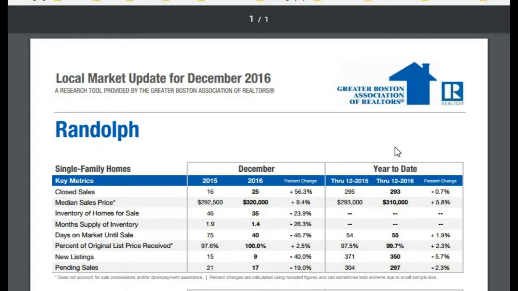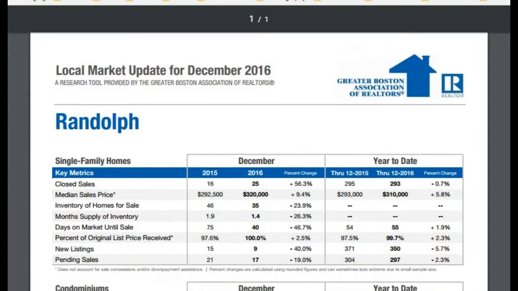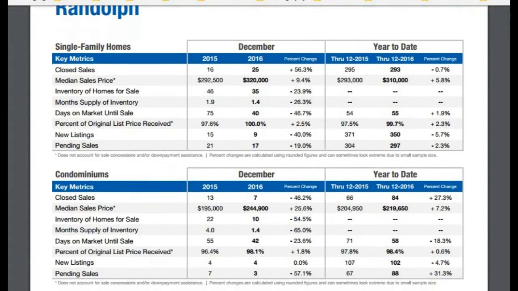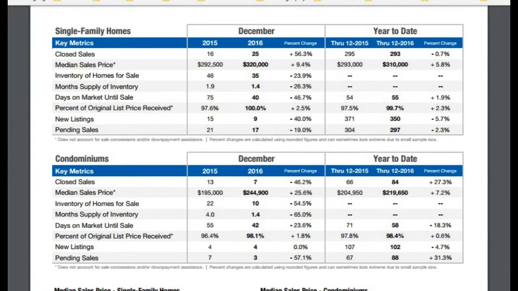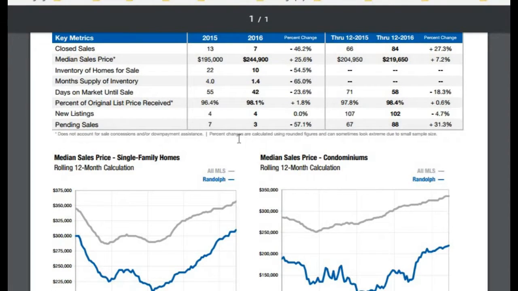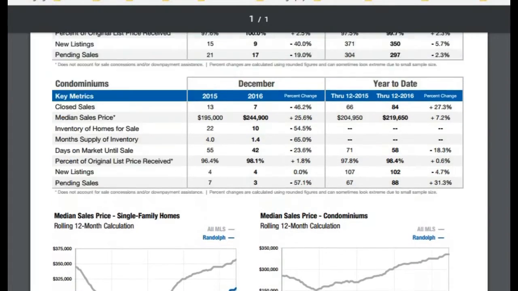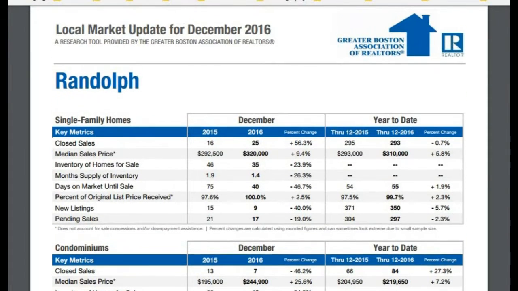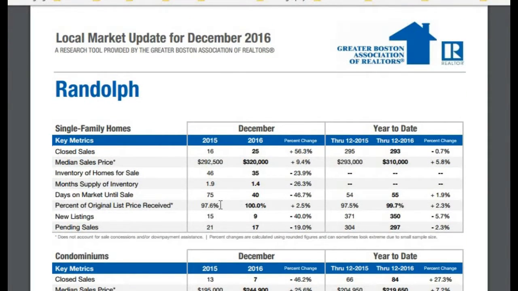Now, the local market update report for Randolph, you can see that it provides some very useful information. It's broken down in two parts, single-family homes and condominiums. The bottom of the update shows you what the trend is in median sales price for single-family homes, as well as what the trend is in median sales price for condominiums. Let us go back to single-family homes and focus primarily on the information provided there.